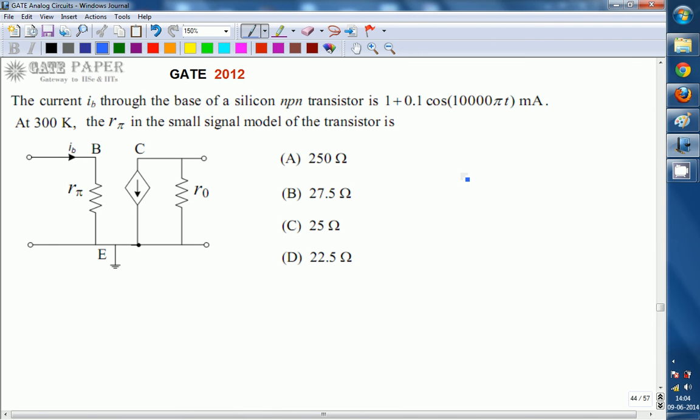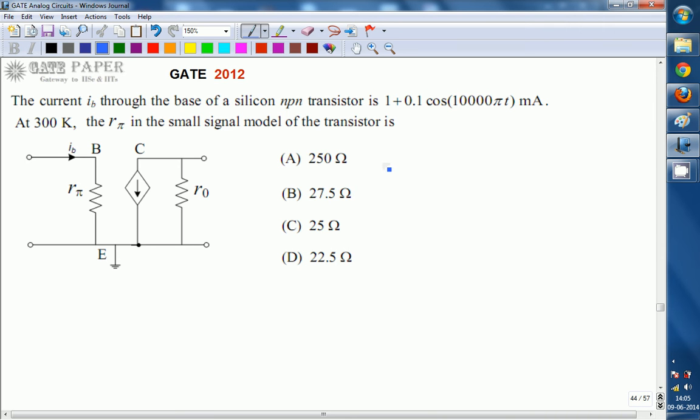Hello, we are discussing the GATE 2012 ECE paper, and this question is related to analog circuits. Look at the circuit diagram. The current IB flowing through the base of a silicon NPN transistor is 1 plus 0.1 cos 10,000 pi t milliamperes. At 300 degree Kelvin, that is room temperature, the R pi in the small signal model of the transistor is?